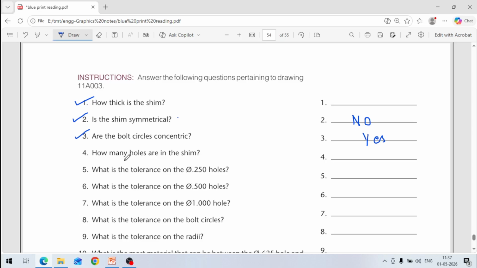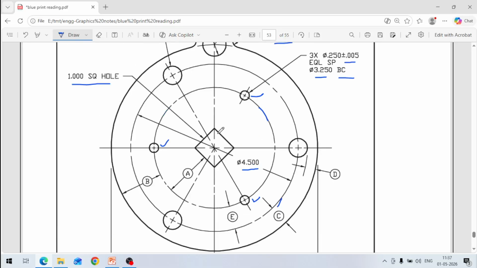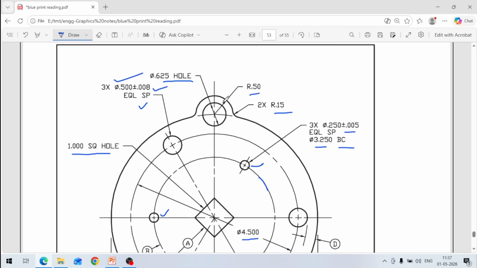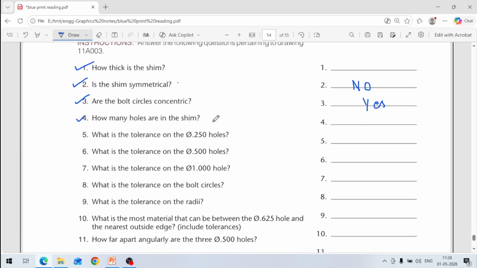Fourth question is, how many holes are there in the shim? If you see here, there are 3 short holes, 3 big holes, 6, and 1 more hole is there. So there are 7 holes total. Answer is, how many holes are there? Say 7 holes are there.